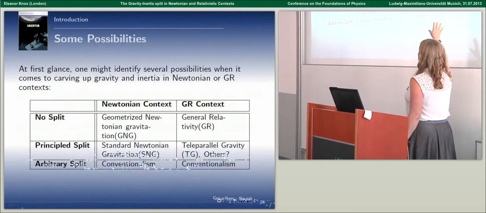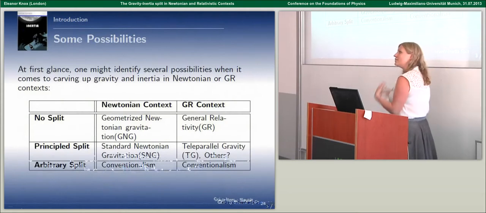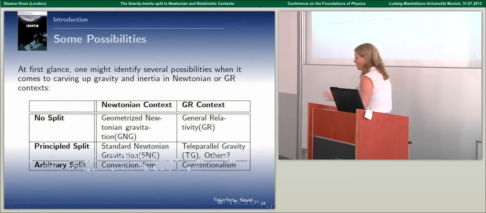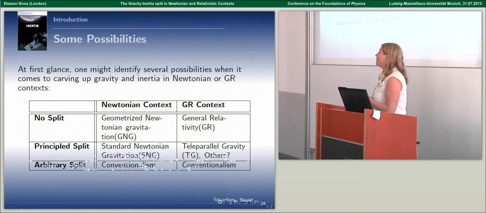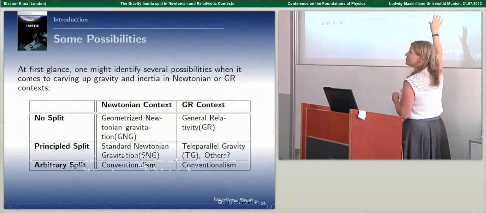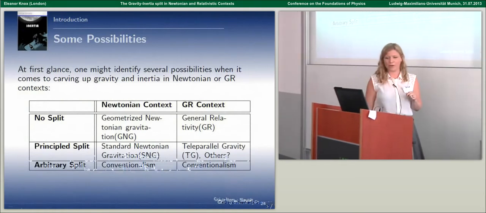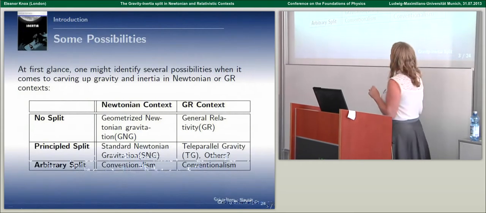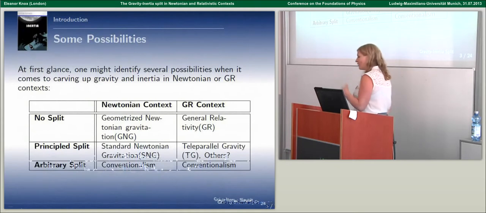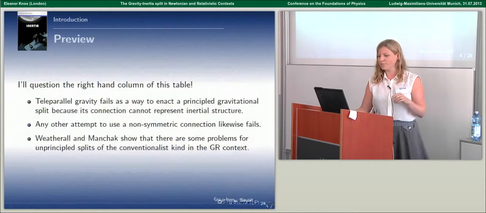And at first glance, at least, and it's this right-hand column that I'm going to question, in the GR context, you have general relativity that has no split, you have teleparallel gravity, and perhaps other theories. I'm certainly not going to deny that there may be many ways to skin a cat, although I'm going to put some restrictions on it, that would introduce a principled split, so some empirically equivalent theory with a properly developed set of equations that introduce a principled split. And then you might have some equivalent of conventionalism. So you might have some kind of arbitrary way to carve up GR into a gravitational and inertial part.